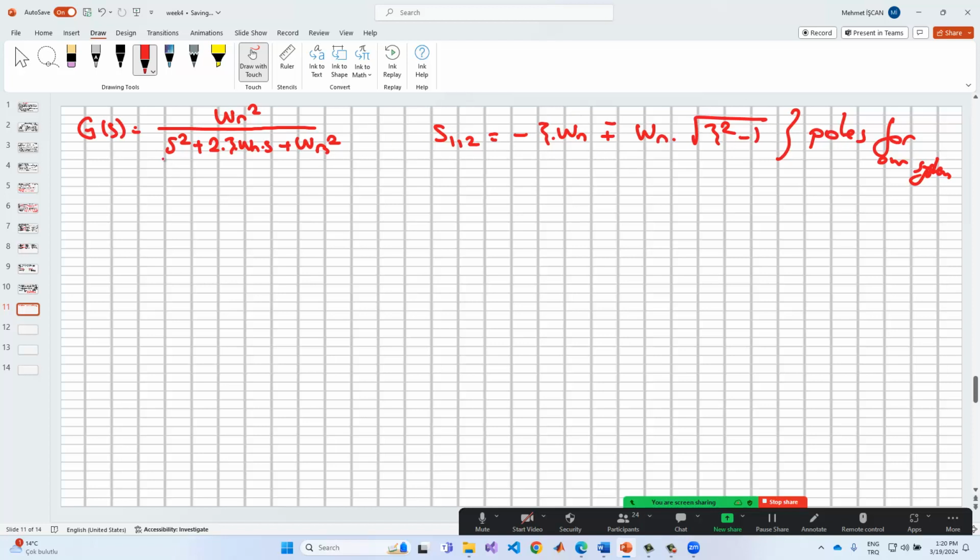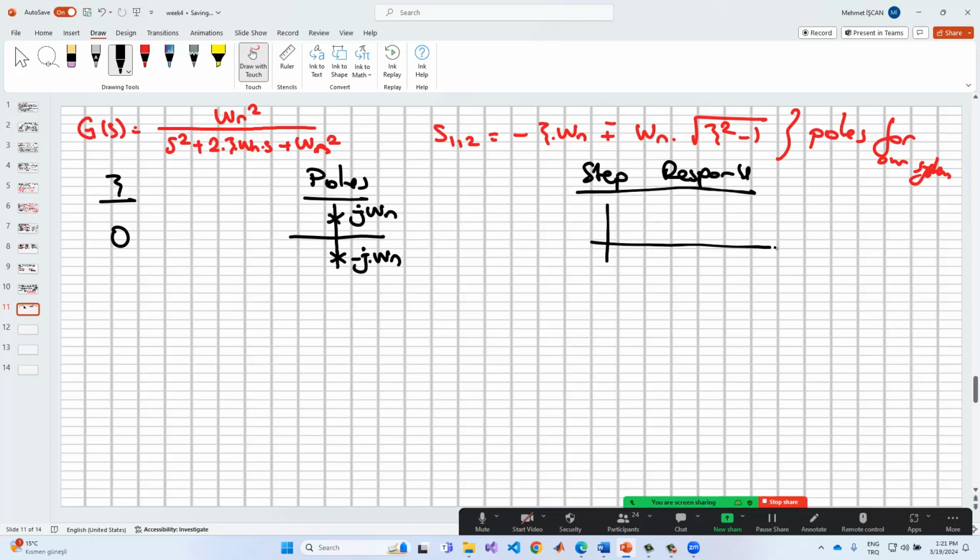How can I generate this form? Generating with this s square plus 2 zeta omega n s plus omega n square form. This is just simple math. But how can we apply these coefficients in here? Just see that we can select zeta as 0, and then we can generate the poles only on the imaginary axis, plus or minus j omega n, because we have the zero value in here. And so at the step response or the output response, we have this response c(t), just like this one. And so this is what?